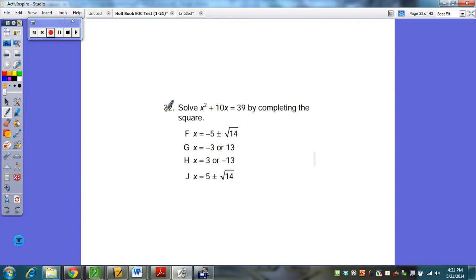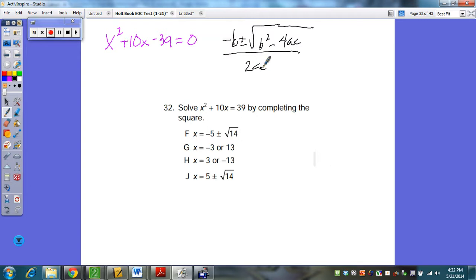We didn't do completing the square. However, you could do the quadratic formula with this by putting it in standard form and solve it the same way. x squared plus 10x, and I'm going to subtract 39 from both sides to set it equal to 0. If we use the quadratic formula, okay, then we can go ahead and plug our values in and see which one we have for an answer.